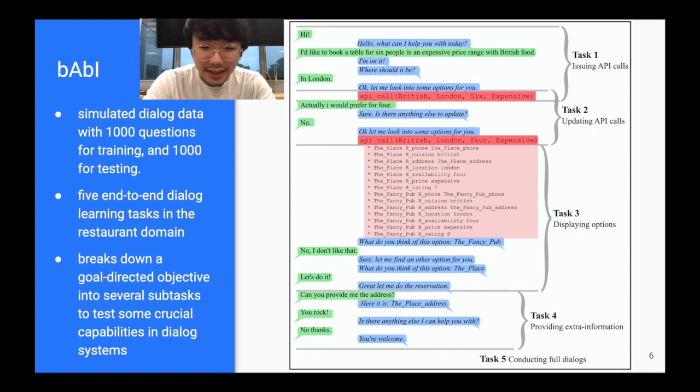Task 3 is based on the user's request. The system must propose options and corresponding API calls to users based on the knowledge base until the user accepts one of these options. If the user asks for extra information, that's task 4. The system must provide relevant information from the knowledge base. The combination of all tasks 1 through 4 gives us the full dialogue task of task 5.